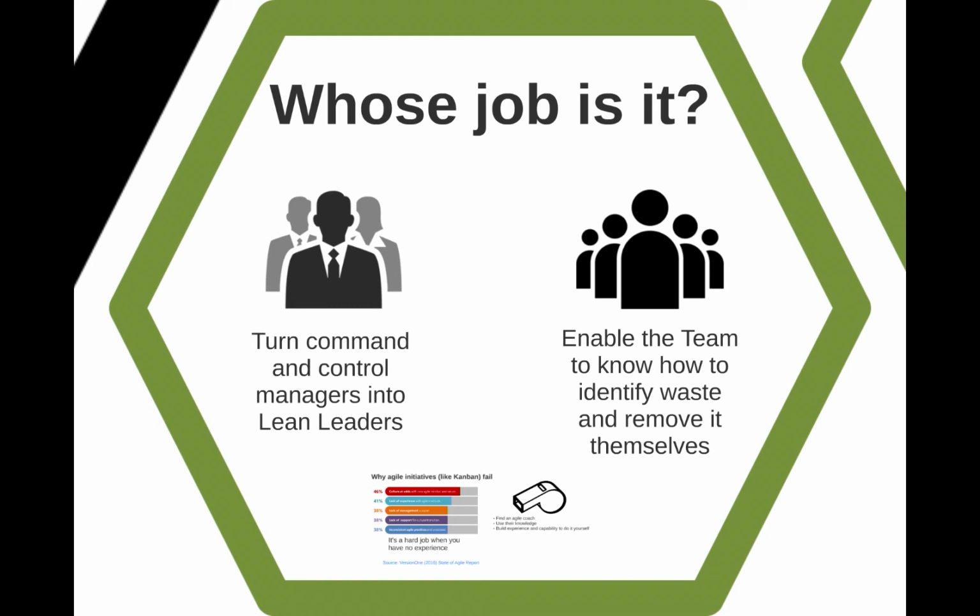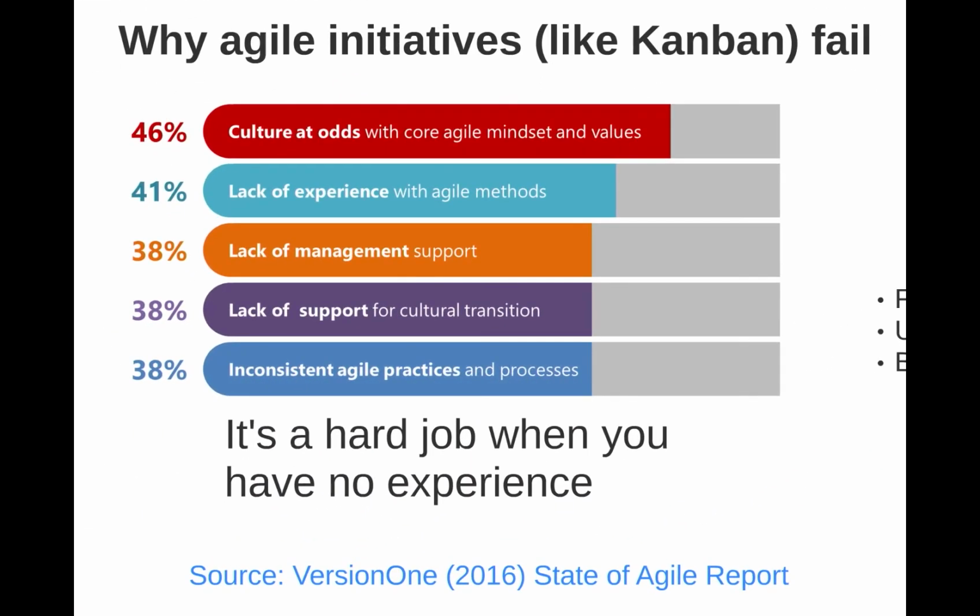Whose job is it to do it? Everyone's. If we're going to do all of these things, we need to turn our managers into lean leaders. Their job is to help us. If they want to make more money out of you, they need to help you. And helping you visualize stuff and limit your WIP is one of the most successful ways that they can do that. And for the team as well, knowing how to identify waste, what waste looks like, that's their job. Their job is to understand how to remove it as well.